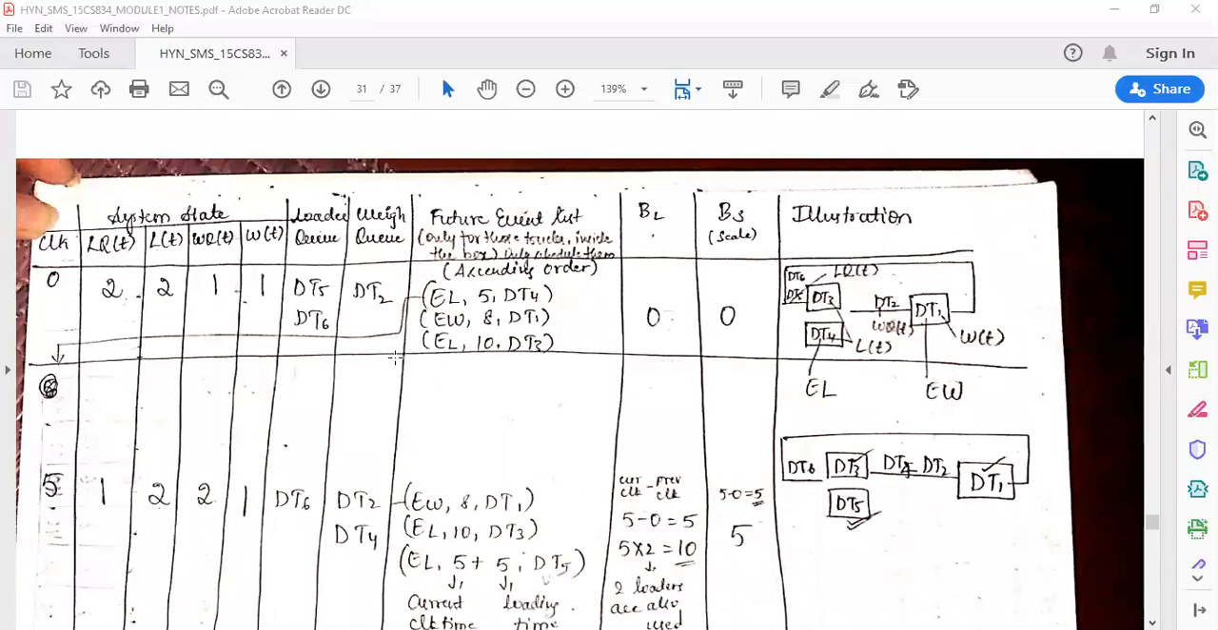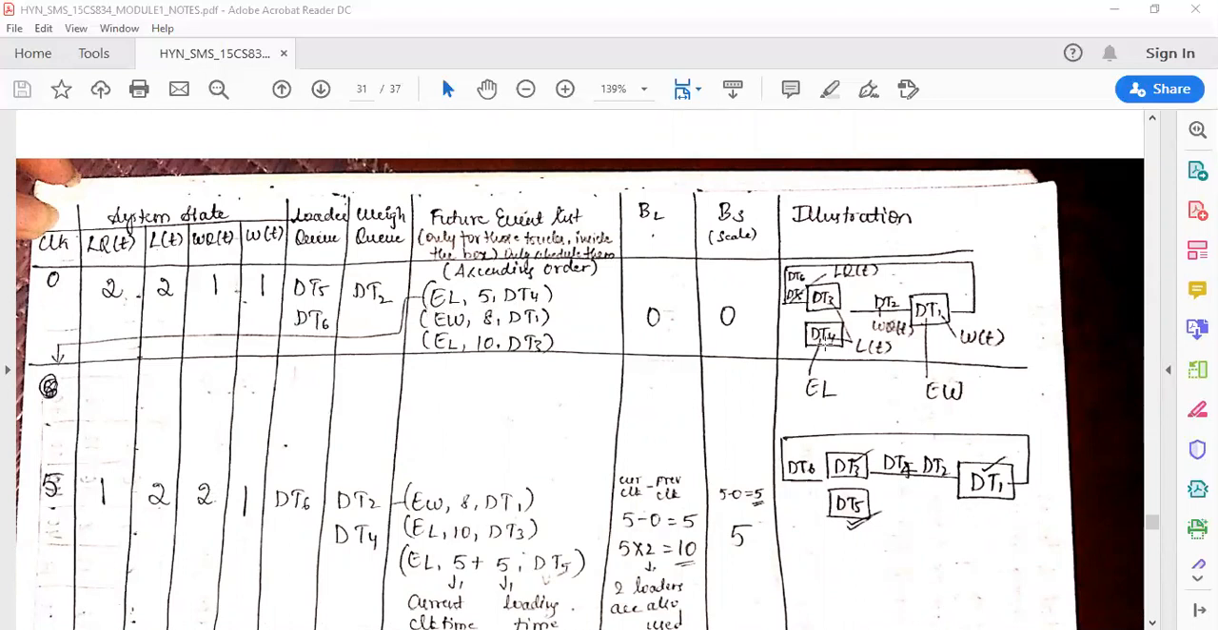The event scheduling algorithm says: remove the imminent event from the list and advance the clock from T to T1. What is the clock? Clock is 0, so I advance from 0 to 5. I have removed the event, and now I have to execute this event. What is this event? End load. End load means dump truck 4 has finished loading.